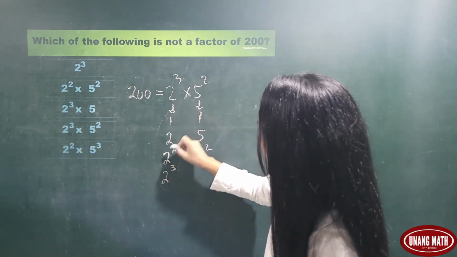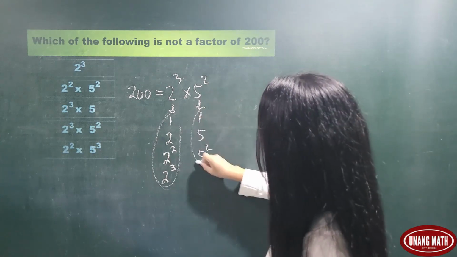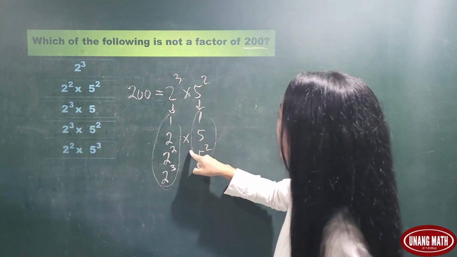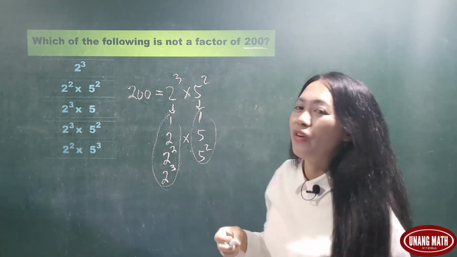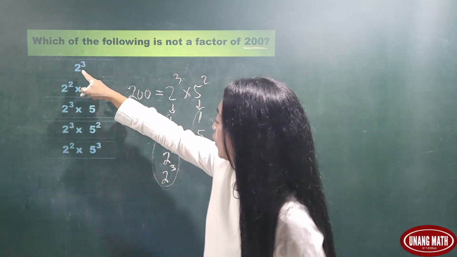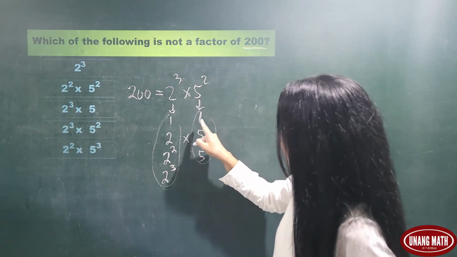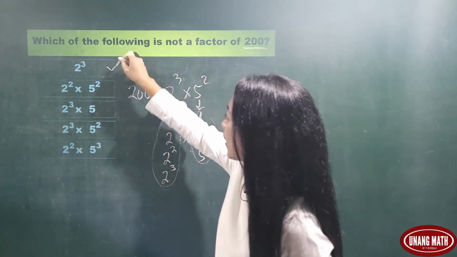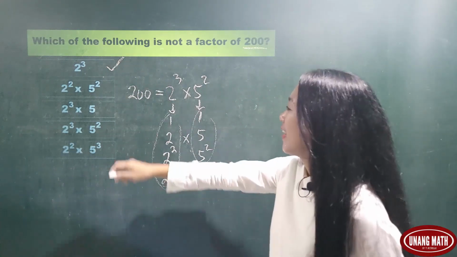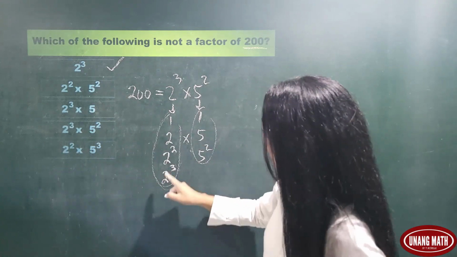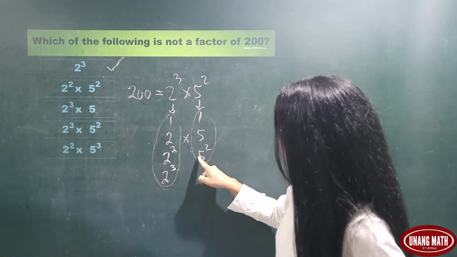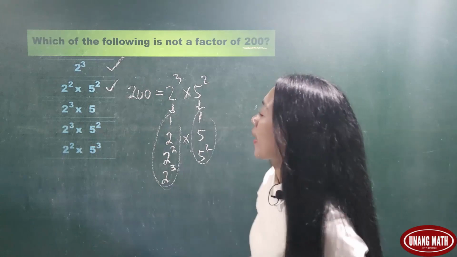So all these factors multiply together. These are factors of 200. Okay, let's see. 2 raised to the power of 3 times 1 is 2 raised to the power of 3. So this is correct. 2 squared times 5 squared. So this is also correct.